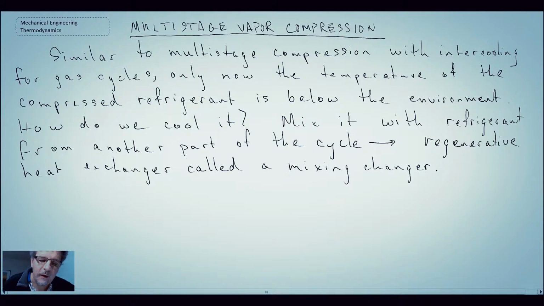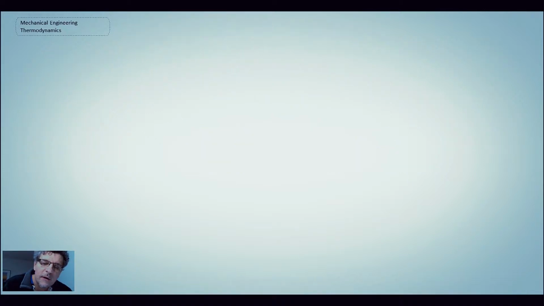So what we'll do here is, in order to cool our refrigerant, we will be mixing it with refrigerant from another part of the cycle that's at a low temperature. And consequently, in a way, this is similar to a regenerative heat exchanger, although what we're using is just a mixing chamber, something that we looked at when we studied the Rankine power cycle. So let's go ahead and take a look at this. We're going to look at it for a two-stage compression process.